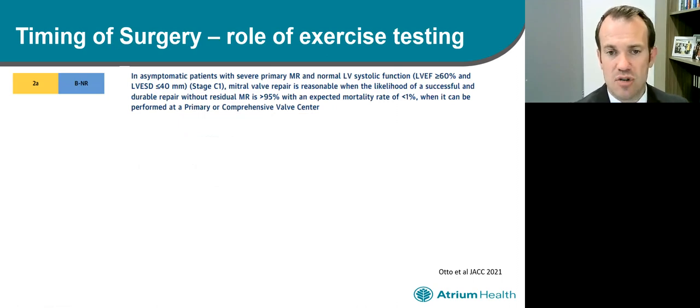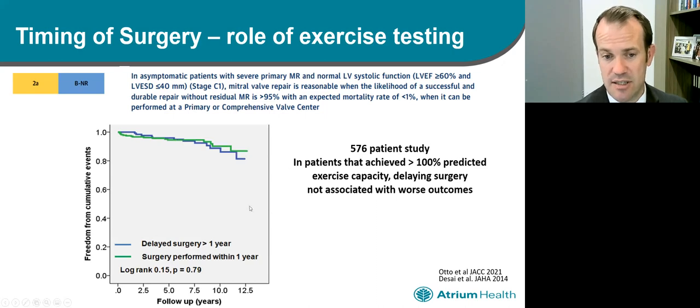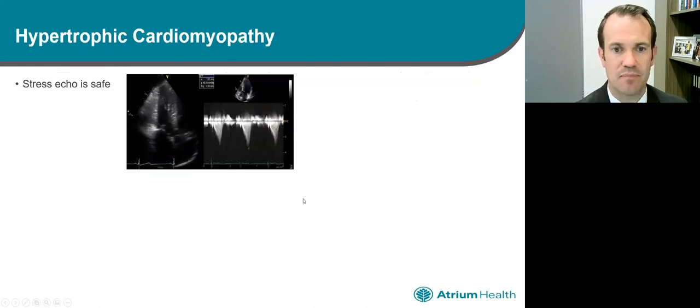So, the stress echo can really inform timing for surgery. If a patient is asymptomatic with severe primary MR, it tells us that we can still go for surgery, but we can actually see in this particular study where they delayed surgery for greater than a year in patients who had achieved greater than 100% of the predicted exercise capacity, they actually did not have a worse prognosis. So this is important when we're talking to those asymptomatic severe mitral regurgitation patients who have high functional capacity.